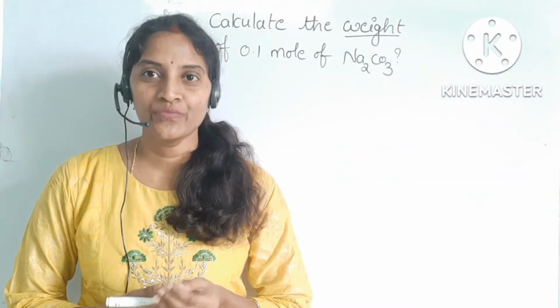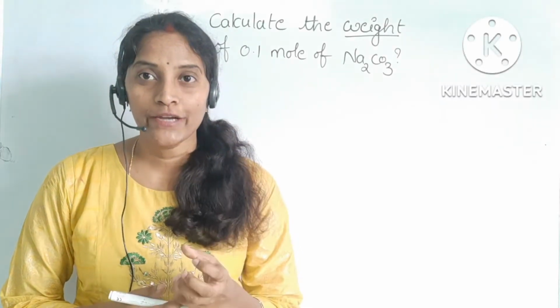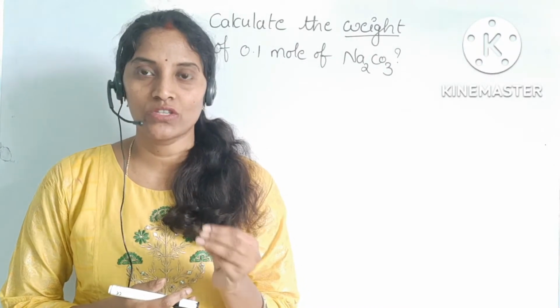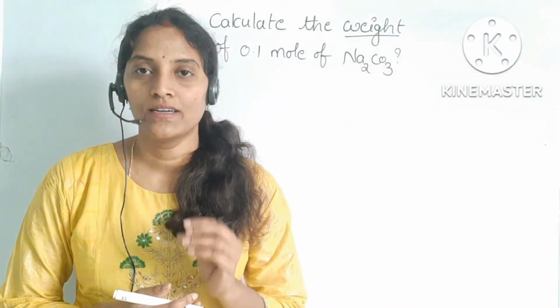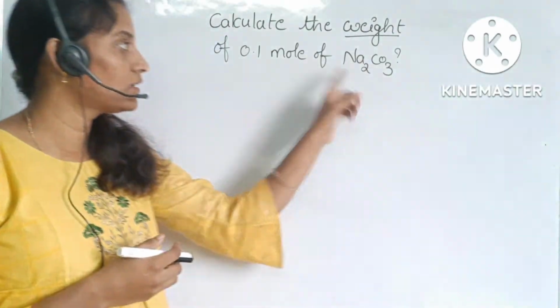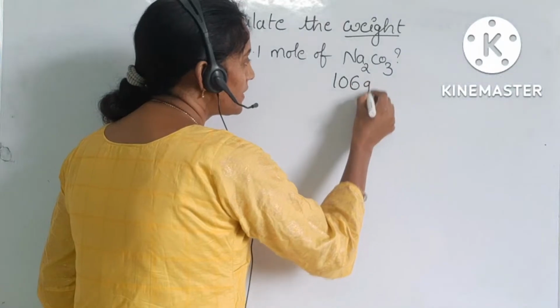Here is the problem. You have to calculate the weight of 0.1 mole of Na2CO3. Na2CO3 is nothing but sodium carbonate. Before the calculation part, you need to know the molecular mass of Na2CO3, which is 106 grams.